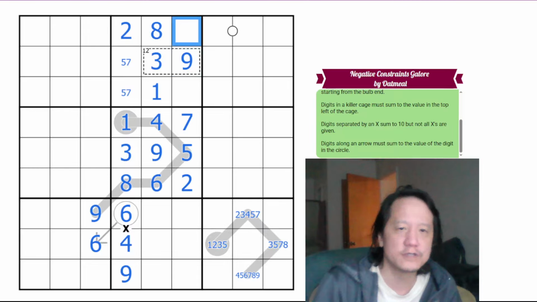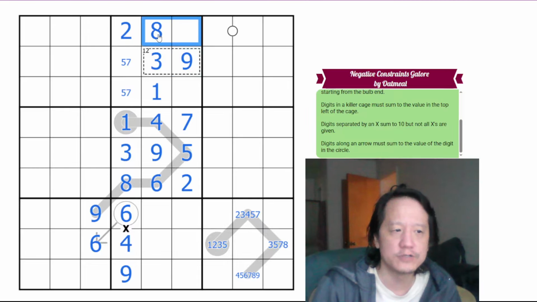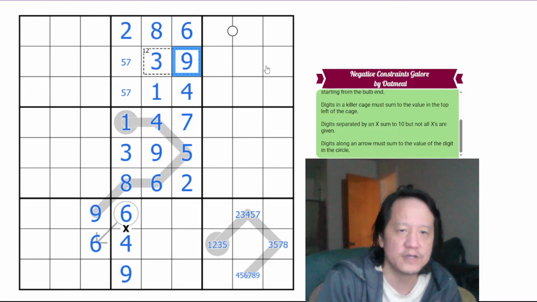We have 4 and 6 here. 4 cannot be consecutive with 8 because of the 1-2 ratio, so this is 6, that's 4.